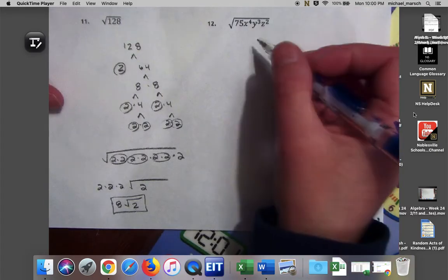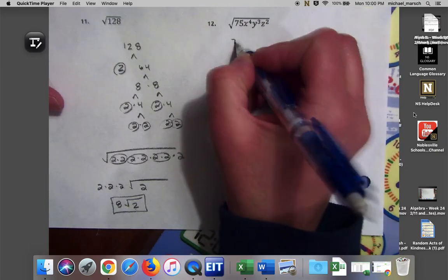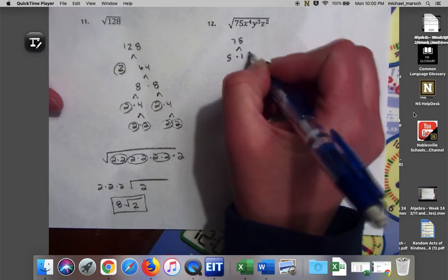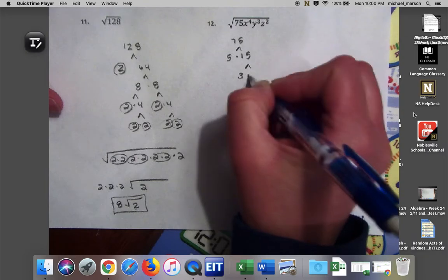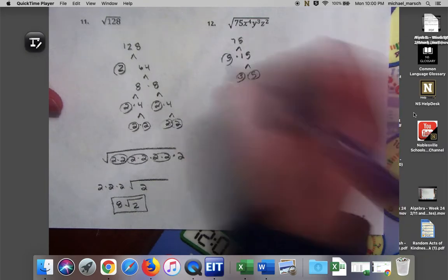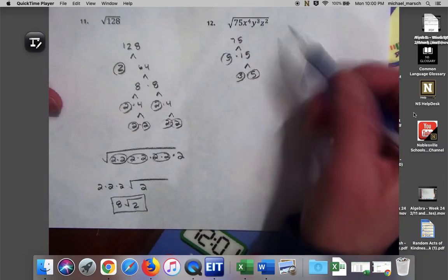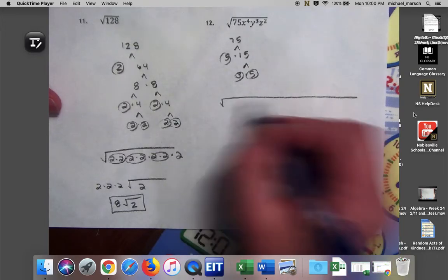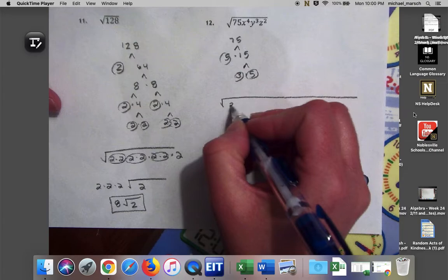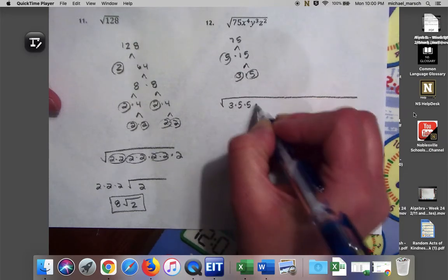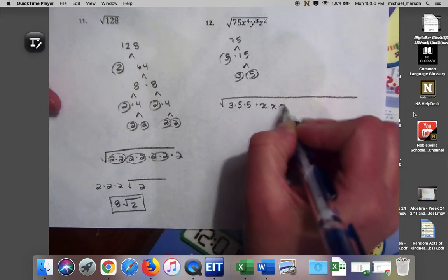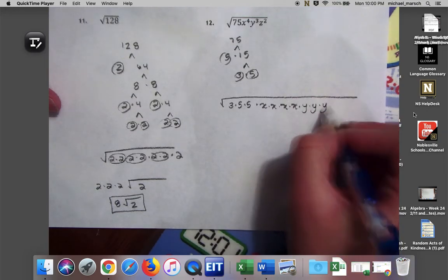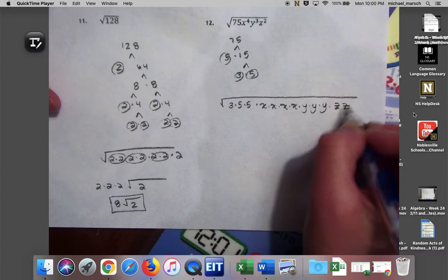Okay? And then the last answer, we've got to do a factor tree for 75. 5 times 15. 15 is 3 times 5. So I've got that, and then I've got all these x's, y's, and z's. So I'm just going to do a giant house. And I've got 3 times 5 times 5. I've got 4 x's. And I've got 3 y's. And I've got 2 z's.